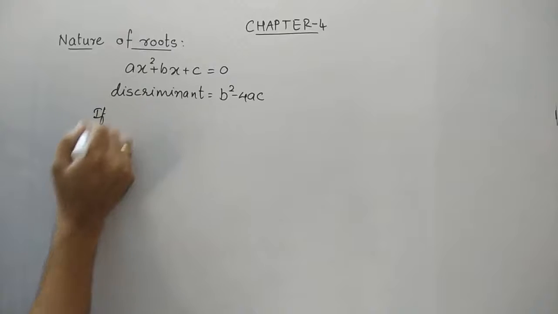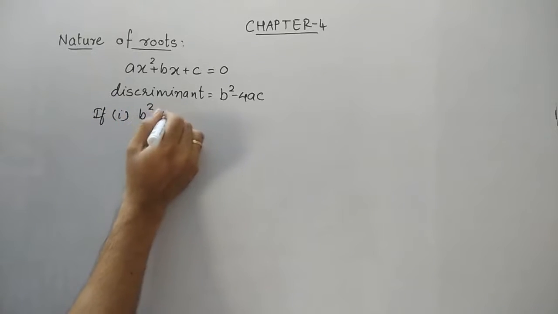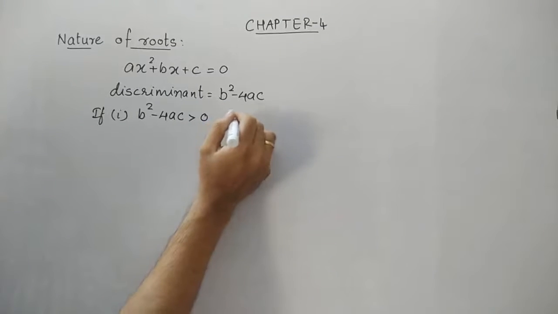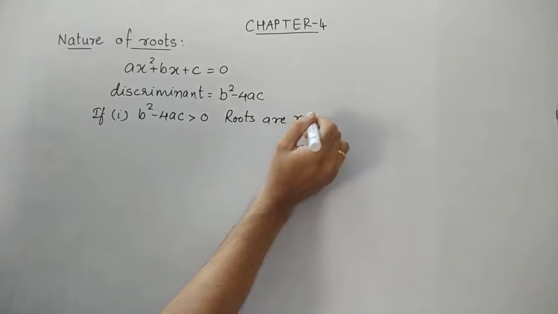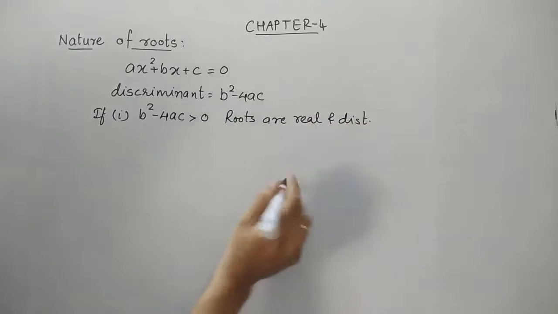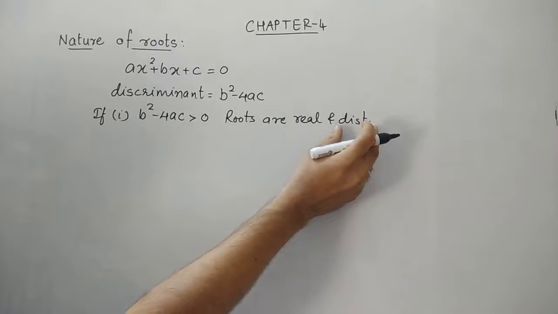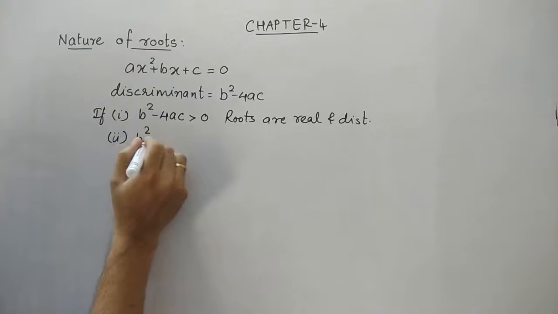Now let's go for the first condition. If b square minus 4ac is greater than 0, the nature of the roots are real and distinct. Distinct means different. Real means they belong to real numbers, can be rational, irrational, and both roots will be different, which we have already discussed, but let's do it again.